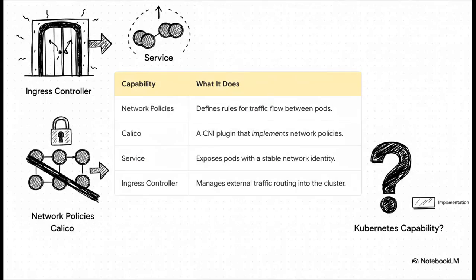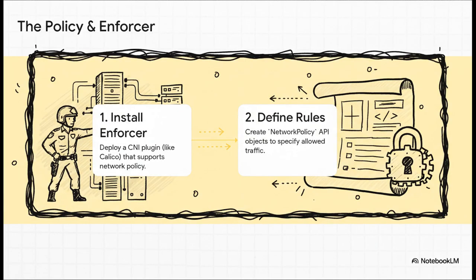Let's run through our options here. An ingress controller? Nah, that's for traffic coming from outside the cluster. A service? That's about exposing a group of pods, not locking them down. Now, Calico, this is a tricky one. Calico is involved. It absolutely enforces these kinds of rules. And this is the key thing for the exam, Calico is the implementation. It's the enforcer. It's not the actual rulebook itself. The question is asking about the built-in Kubernetes capability you use to write the rules. And that capability, that native Kubernetes rulebook, is the Network Policy API object.